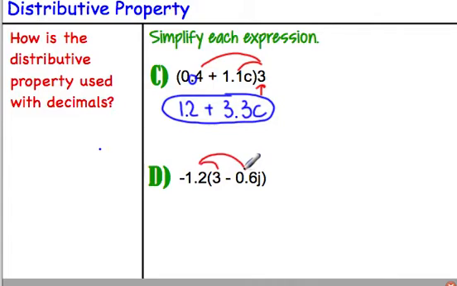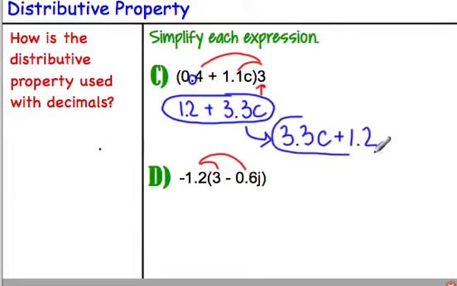And going back to the 1 2/10 plus 3 3/10 C, we do actually want that in standard form, so we'll flip those around to 3 3/10 C plus 1 2/10. And that is the answer that we actually want. And we'll make a note that this is standard form.